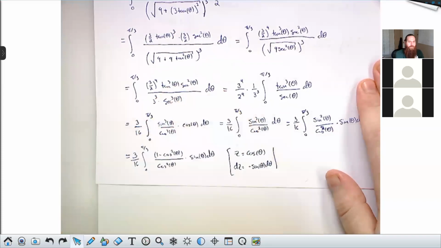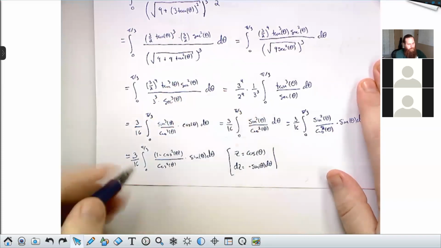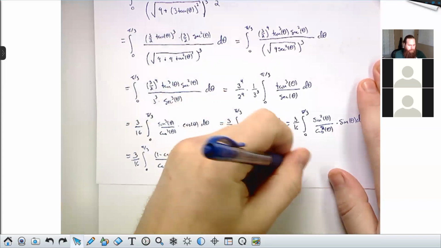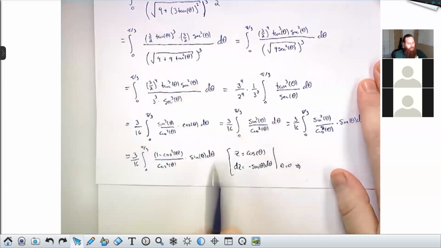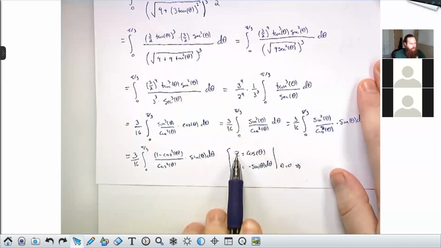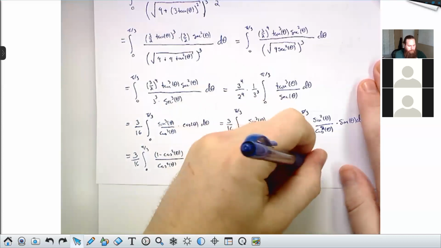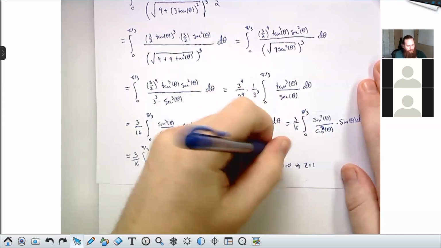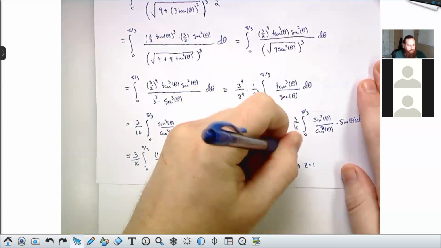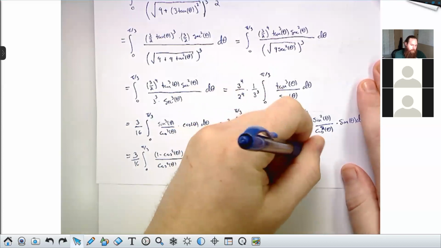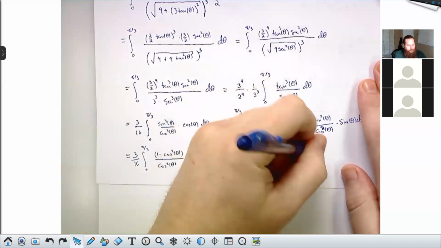I'll need to change my bounds again. When theta is equal to 0, I'll have z equals cos of 0, which is 1. And when theta is equal to pi over 3, I'll have z equals the cosine of pi over 3, which is 1/2.